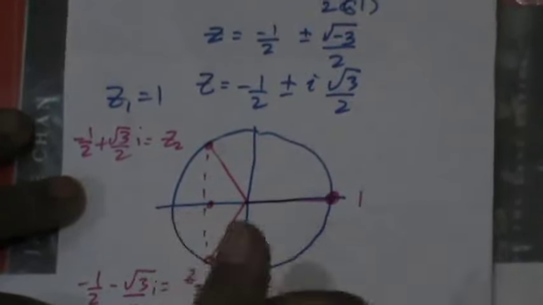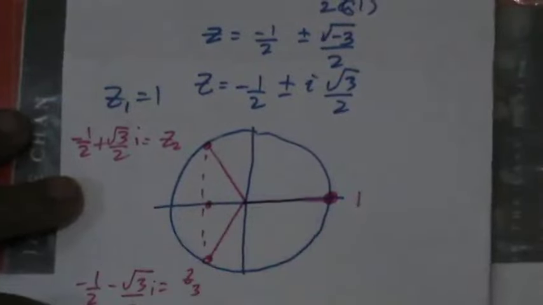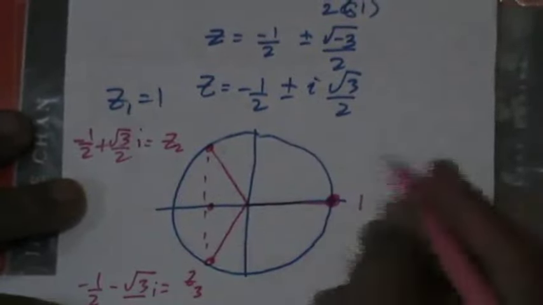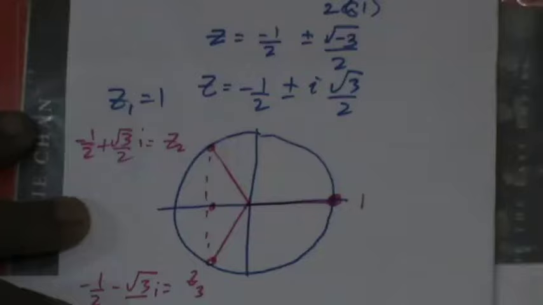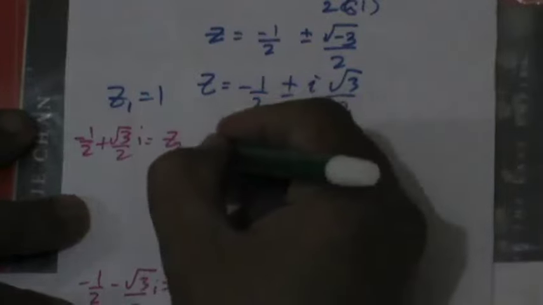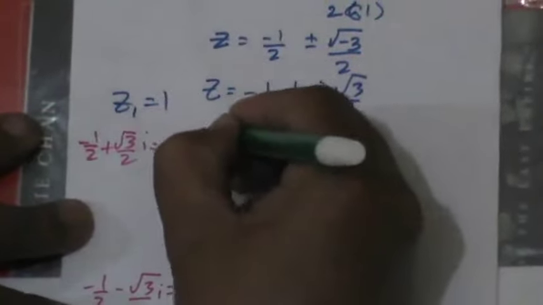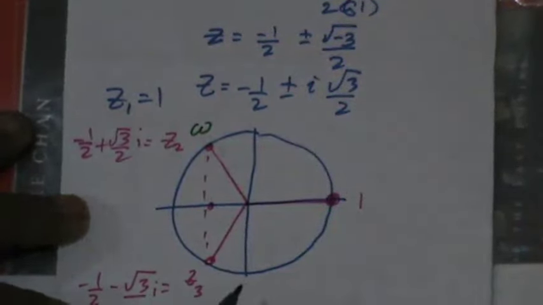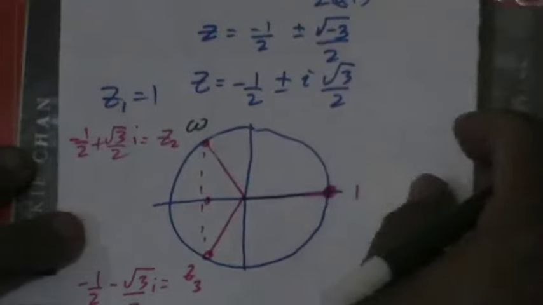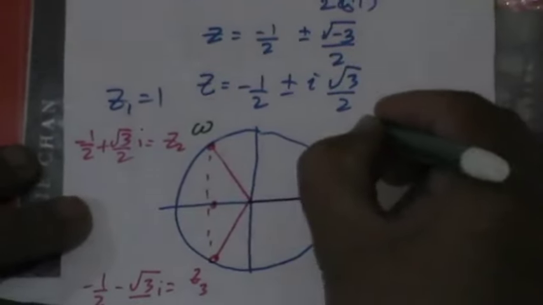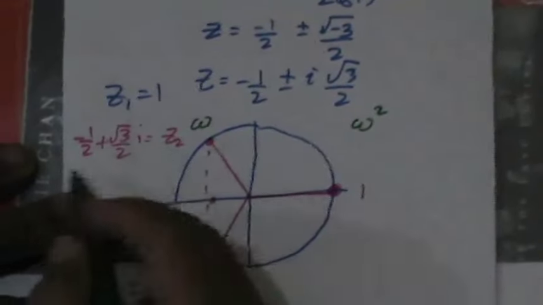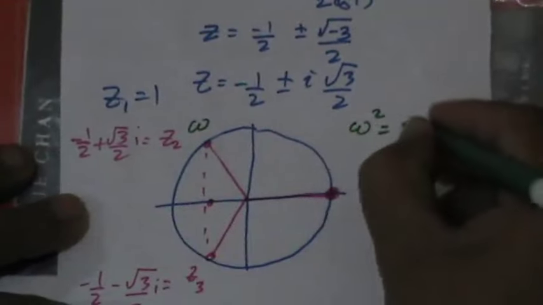Now, this cube root here has some special property. If I let z2 be my omega, let's explore omega squared. So omega squared is the square of that. Let's just try to find that.